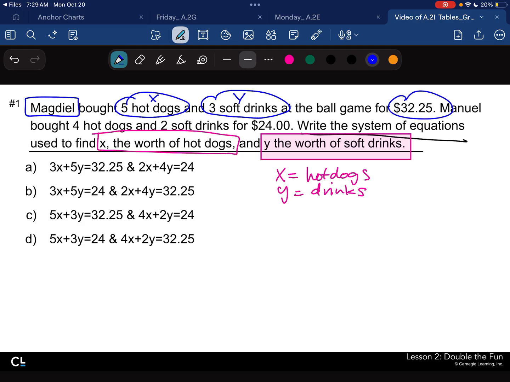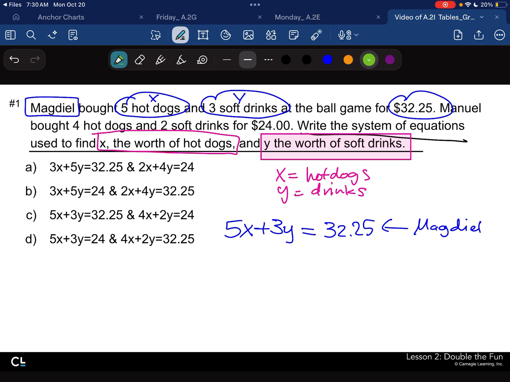$32.25. So his equation would look like this. He had 5 hot dogs. What letter represents my hot dogs? X. And he had 3 soft drinks, so it'd be plus, because it's a total, 3Y equals how much he spent, which was $32.25. This is Mag's equation.